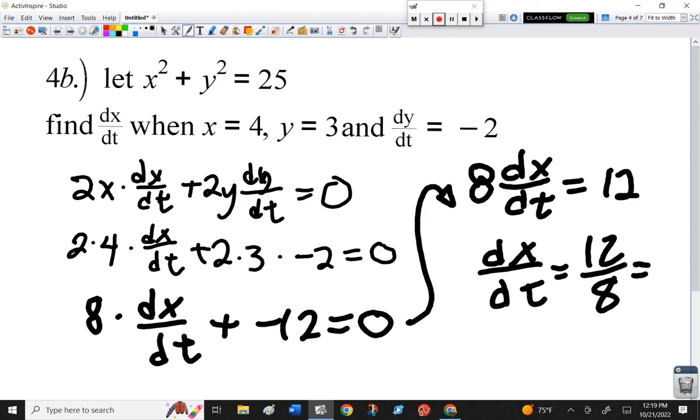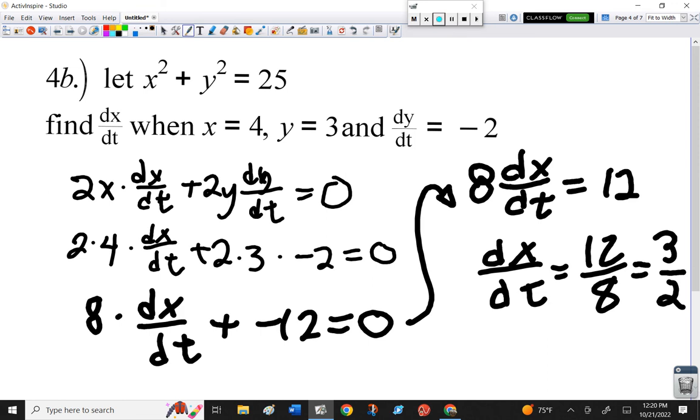Does anybody know what you could just simplify this by? You can. Very good answer, Asiel. That's 4. So 4 goes into 12 3 times. 4 goes into 8 twice. So the answer, ladies and gentlemen, is 3 over 2 for this one. I know it looks like a negative, but it's not. So if you're getting confused, that's 3 over 2.